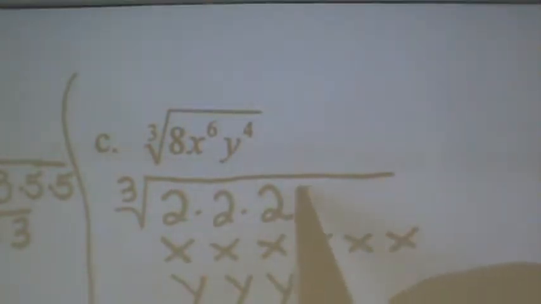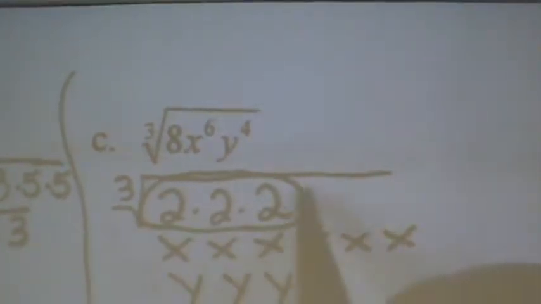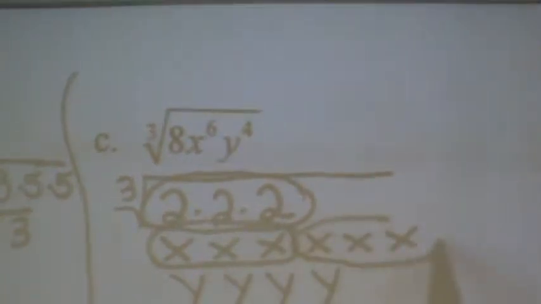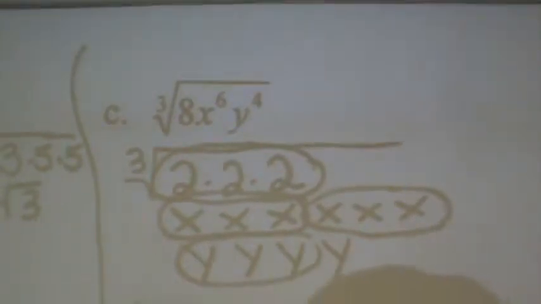Now what does cube root mean? What are we looking for? 3. There's another set, and there's another one. So if you were to pull out all your sets of 3, what comes out? 2x squared y. And then what stays? The cube root of y.